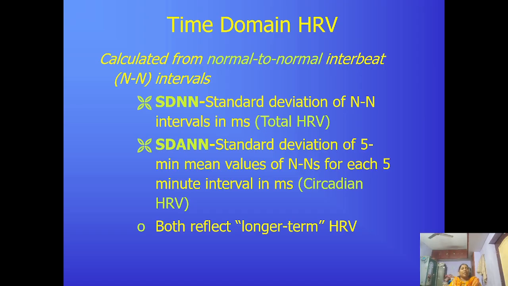Then SDANN is the standard deviation of the 5-minute mean value of N to N for each 5-minute interval. So this we call circadian HRV. Both SDNN and SDANN reflect the longer-term HRV.